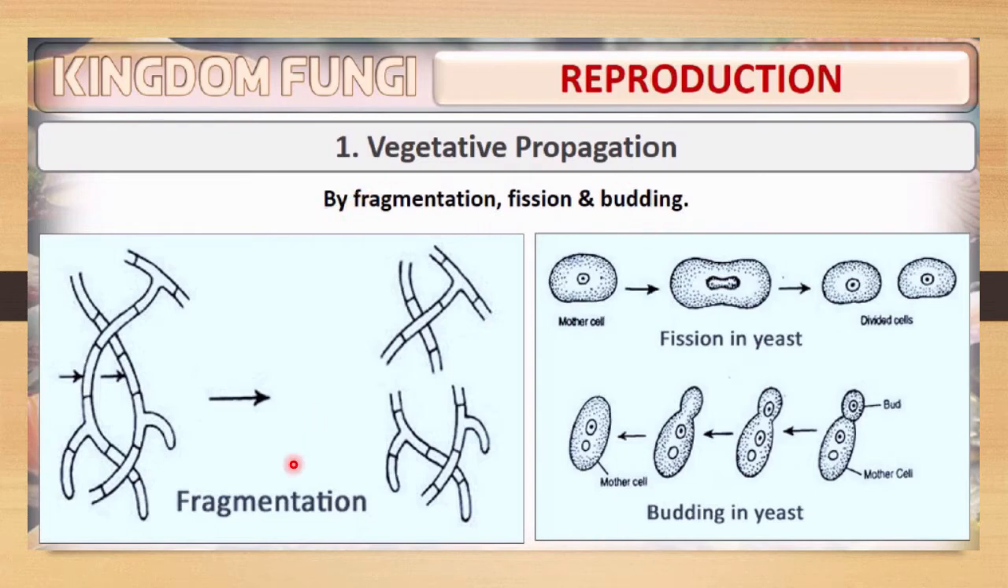So you can see here this is the fragmentation. Suppose this is a hyphae or a mycelium of a fungi. We break it out from here. It will convert into two pieces, and all these individual pieces will now act as an individual organism, and such a method of reproduction is called fragmentation. And next is fission.